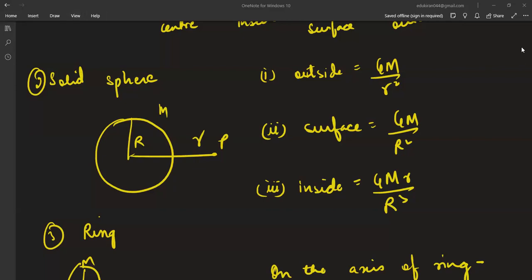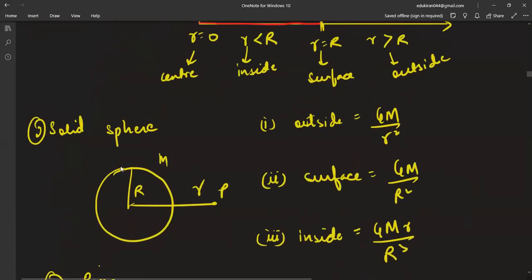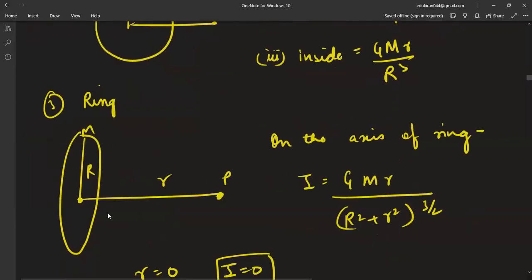See class, the formula for the axis of a ring. Circle, we know circle is this. This is a sphere though; I'm talking about a ring. This is the ring, and this is the center of the ring. But if you view the ring from the YZ axis, like this.